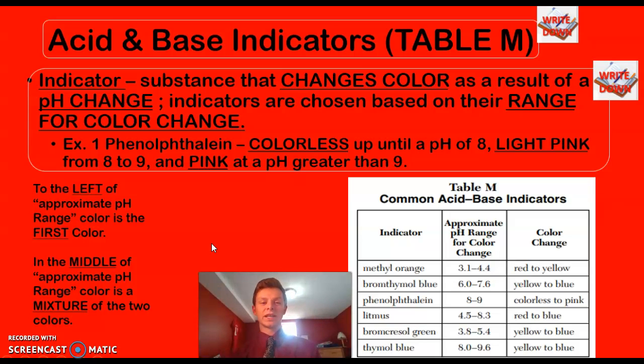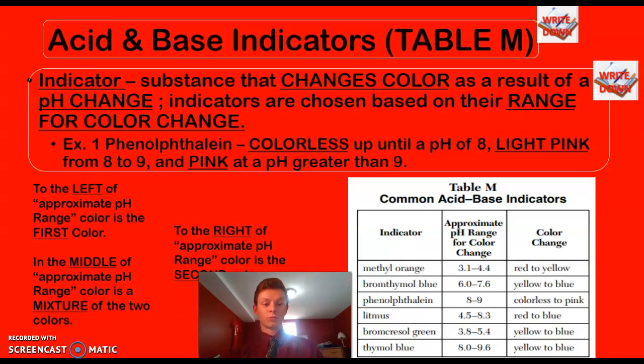Phenolphthalein is the indicator that you would have used for your titration, a laboratory that you didn't get a chance to do, but hopefully you'll get to see a video or something on it in the future. It's a super cool lab. I was very excited for you guys, but we got to deal with what we got.